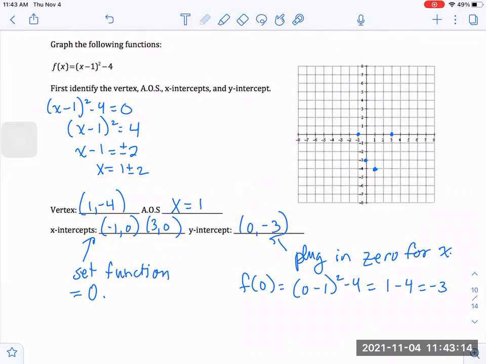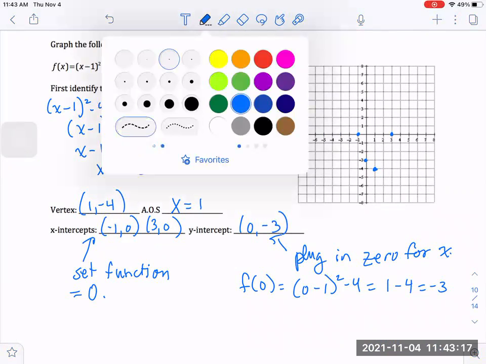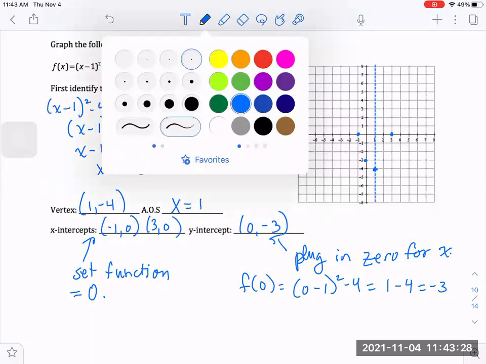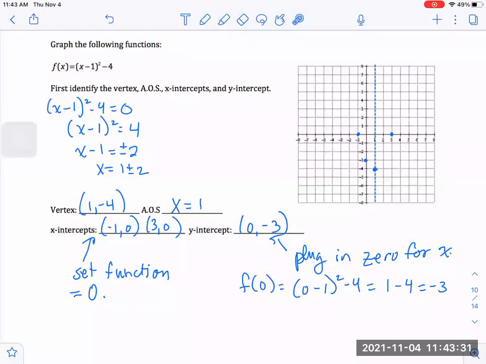Now I'm going to use my axis of symmetry. I'll even draw it in. So if I have a point that is 1 to the left, I will have another point that is also 1 to the right. And then I will draw in my parabola like so. Any questions? Hopefully it's not too bad, right?